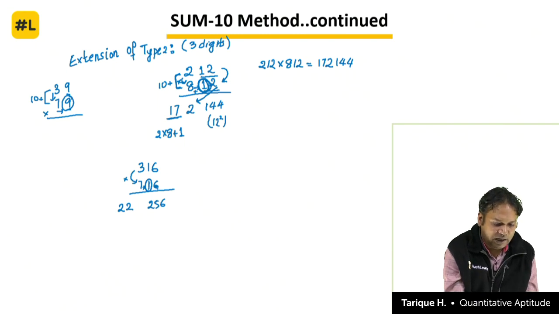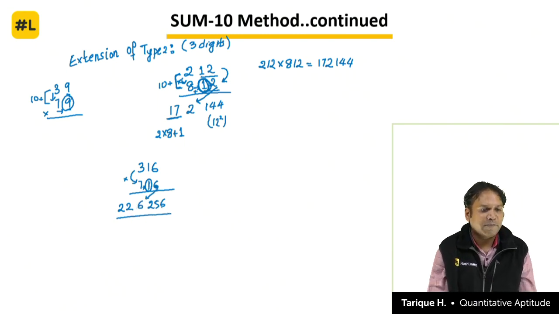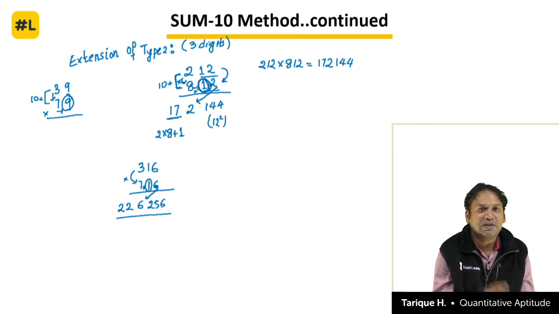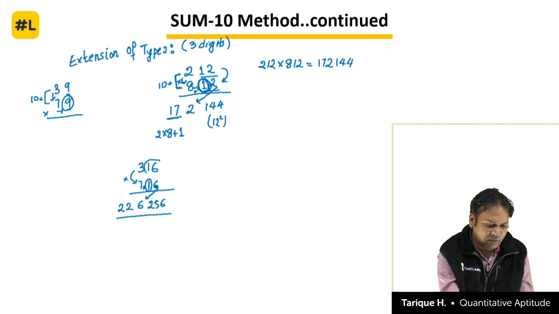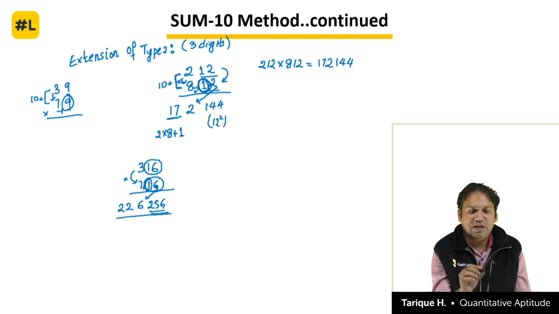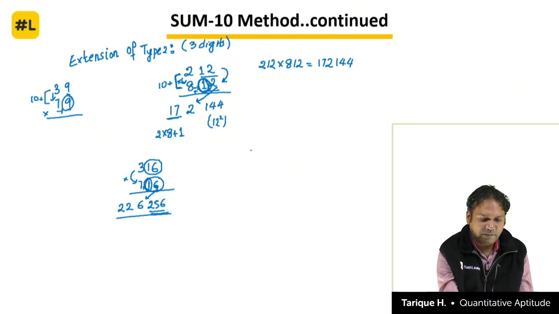And then 6 will come in between, so 226, 256, not 22636. We are multiplying 16 into 16, the whole thing we have to multiply. 16 into 16 is 256. Observe once again, you will understand. 16 into 16, 256. Let's take one more example.